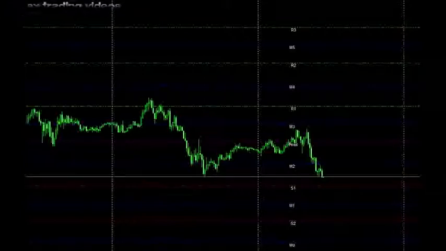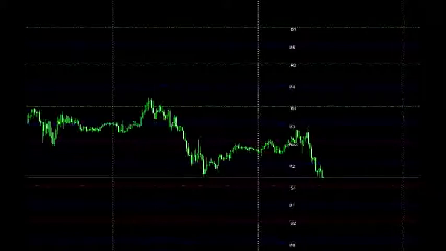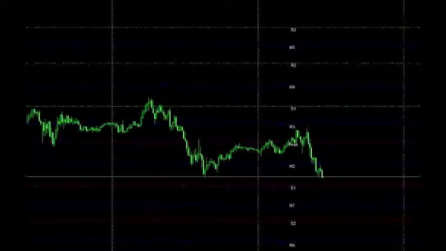The second video, we'll look at the actual levels themselves and look at how you can actually incorporate them into your trading, whether you buy or sell from the levels, how you get trading opportunities from those pivot points. So let's begin with what the pivot points are.